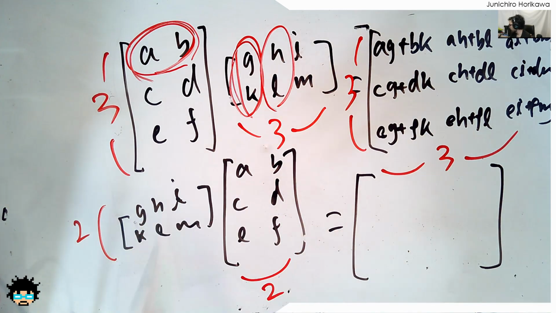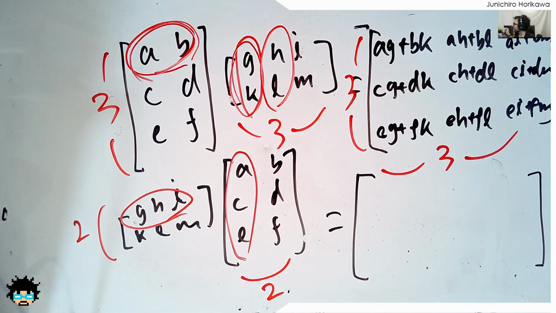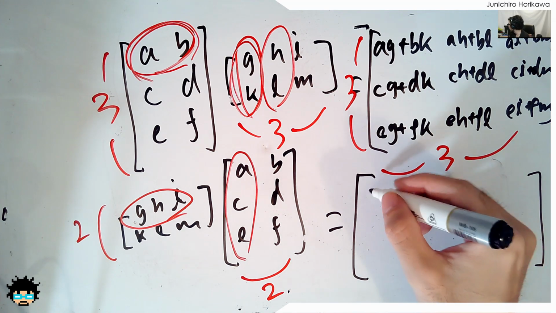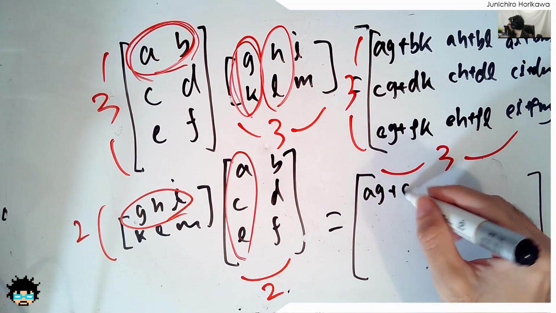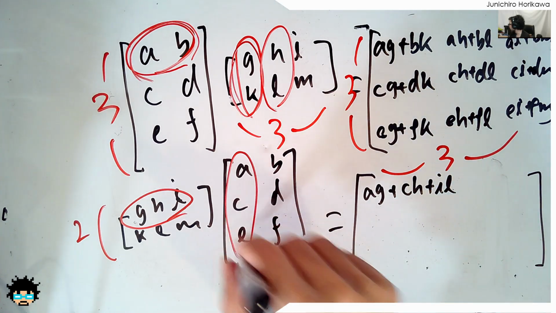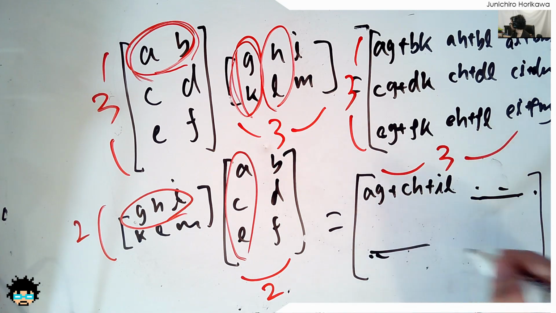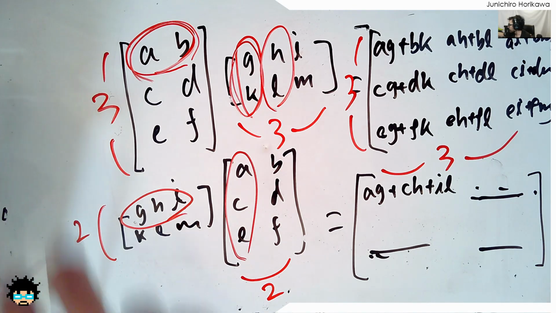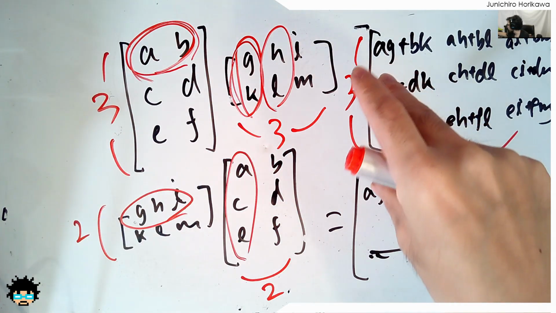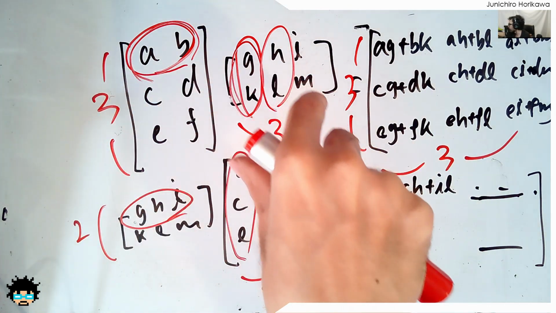So in this case, what you do as a multiplication here is this row multiplied by this column. So AG plus CH plus IL for the first one, and do the similar calculations for this one, this one, and this one. Just remember that the number of rows and columns for the output depends on the number of rows and columns on the left hand side and right hand side.